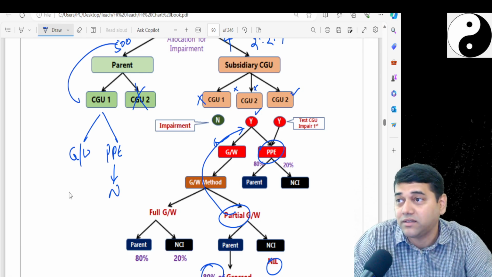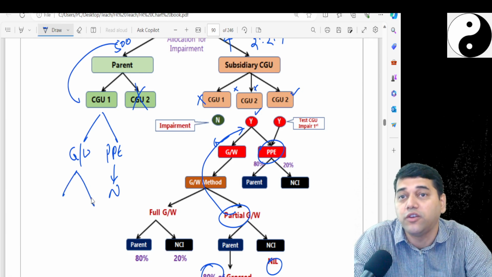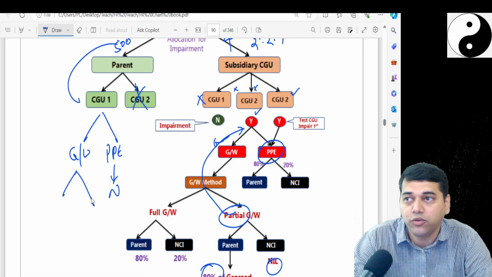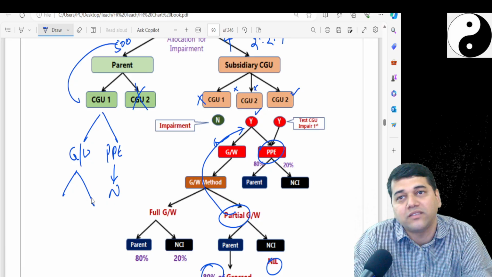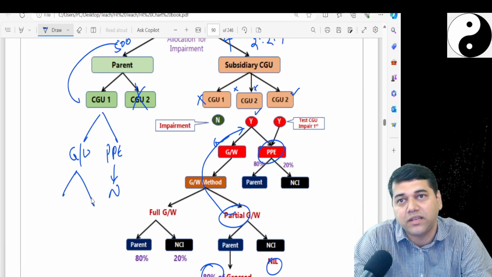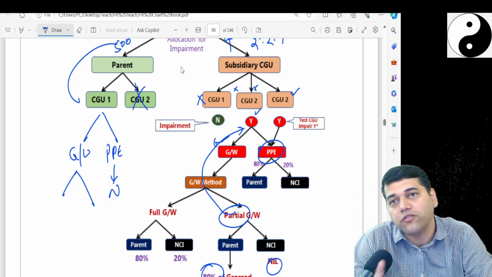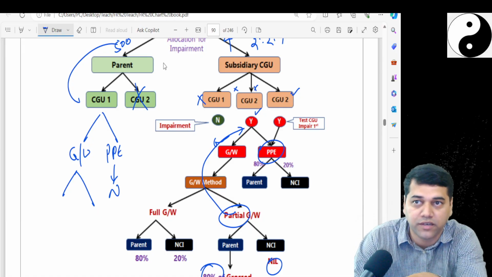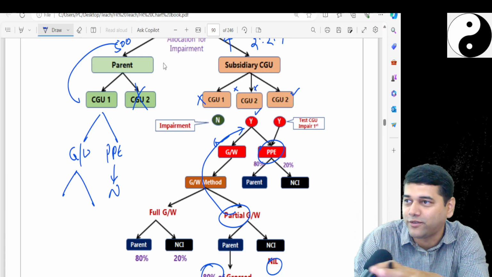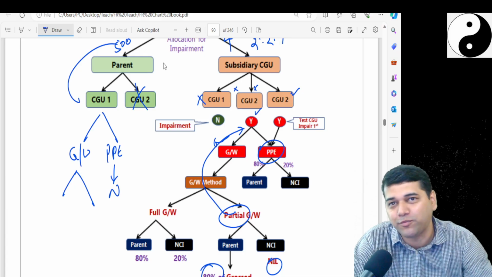No, again, that depends upon which method of goodwill you have followed. See, when you talk about goodwill at the consolidation level, if you have followed the original method, again, this type of questions are not there for you. That's what I told you, no? For simplicity, you just focus on this particular portion.